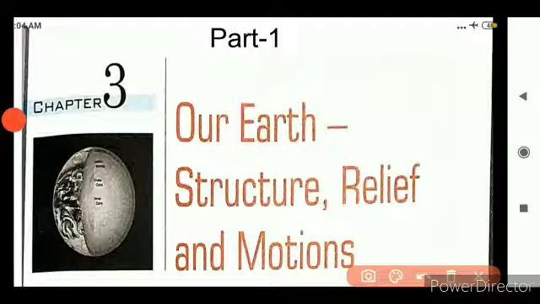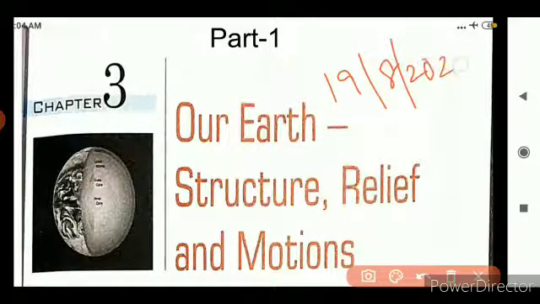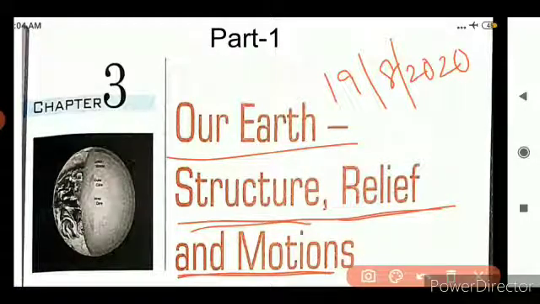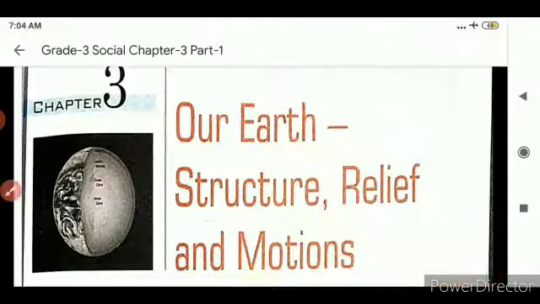Take your book, children. Open your book. Take page number 19. Are you ready, children? Shall we move? Yes. Take your pencil. Put today's date. What is today's date? 19/8/2020. Underline the topic: earth, structure, relief and motions. Again I am repeating: earth, structure, relief and motions. Shall we move to the lesson now?